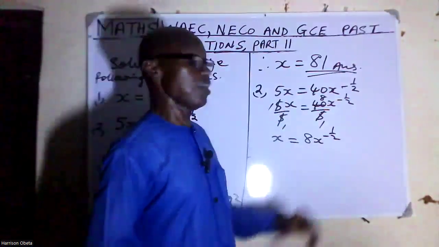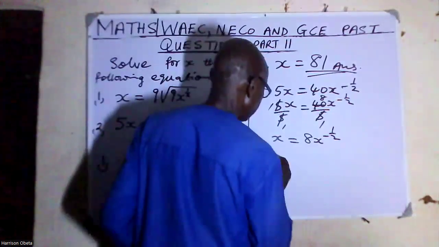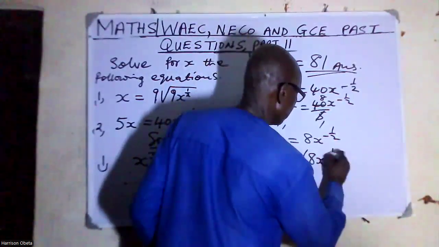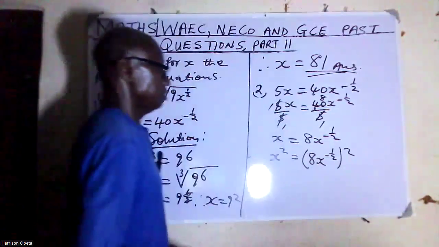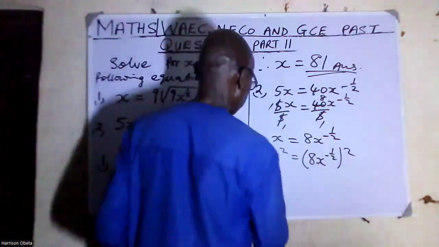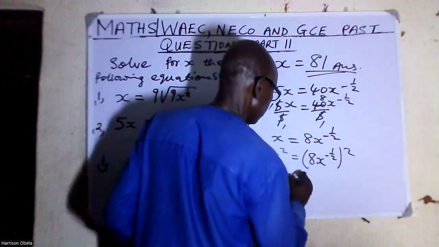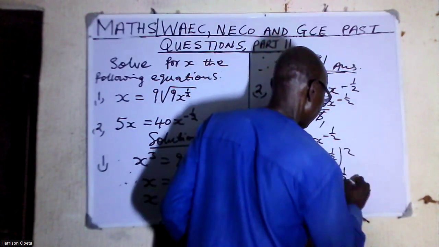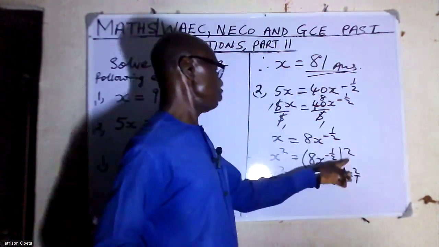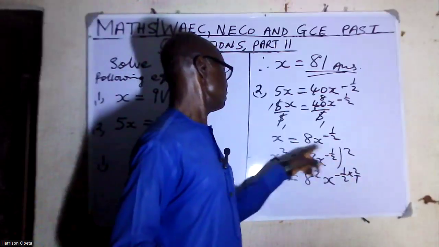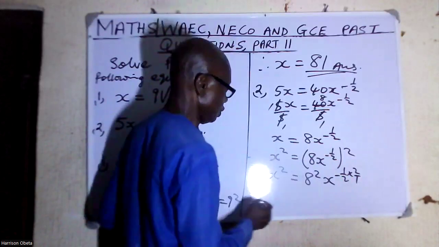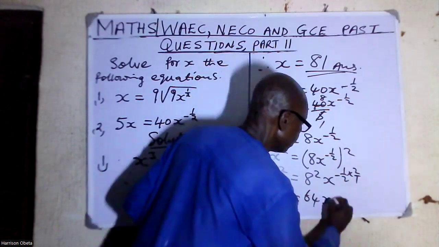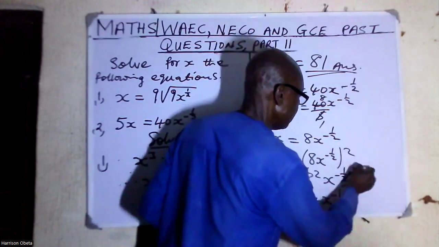Again, in order to remove this half, you have to square both sides. And that means that x raised to the power 2 is equal to bracket 8x raised to the power minus half, all squared. As usual, we multiply out: 8 squared x raised to the power minus half times 2 over 1. That's using this to multiply, and so this will give us x raised to the power 2 is equal to 64 x raised to the power minus 1, because when you divide this.